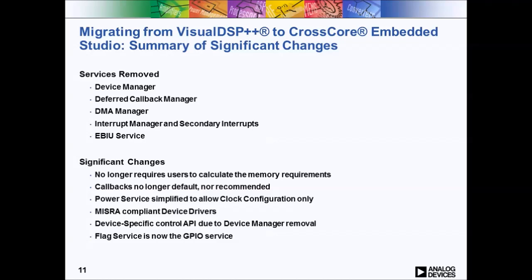You must remove the API calls for the removed system services. You must remove any included header files for these removed services. You must add memory definitions for individual device drivers and remove the global memory definitions for all of the system services. Device Manager APIs should not be removed. These should instead be modified to use the equivalent command from the device-specific API. And you must modify or remove any callback functions.